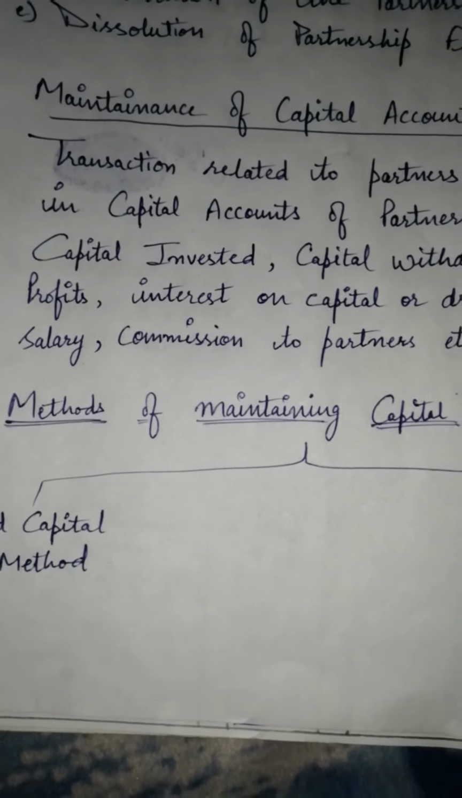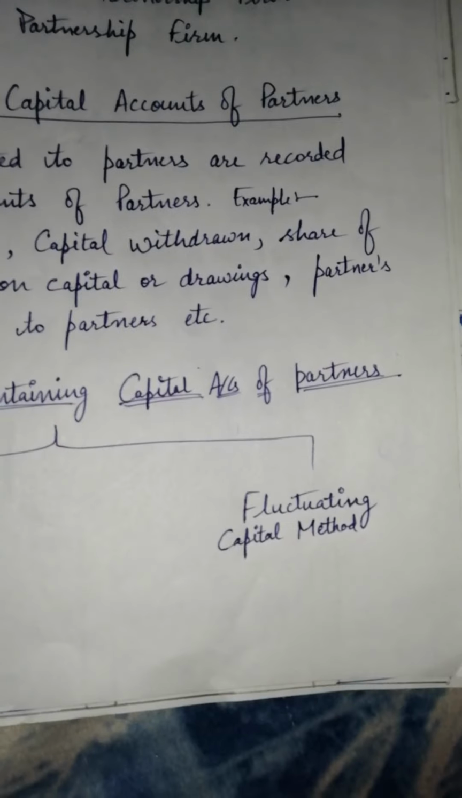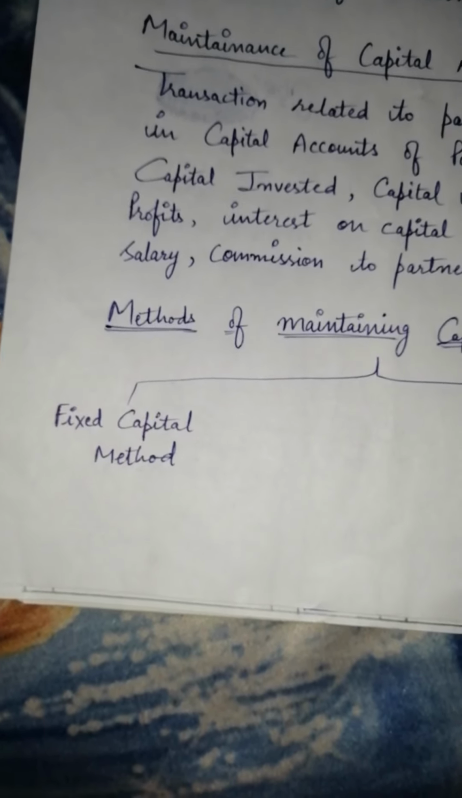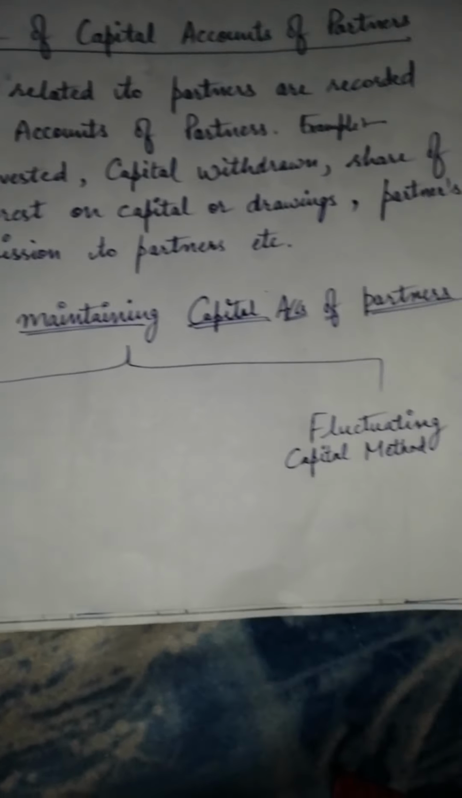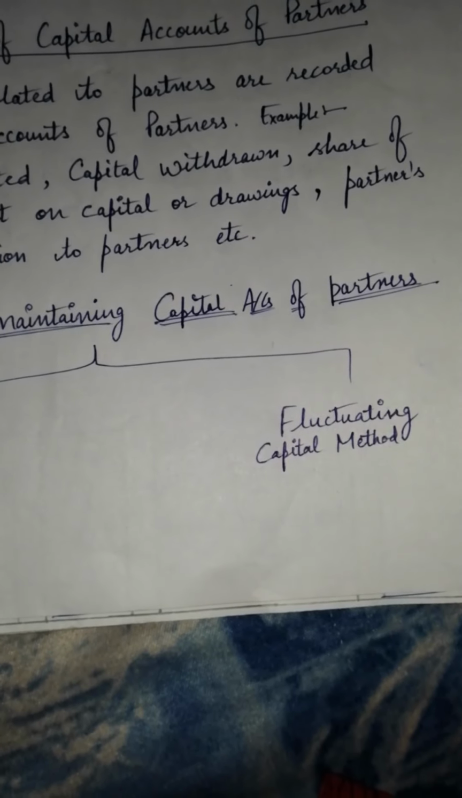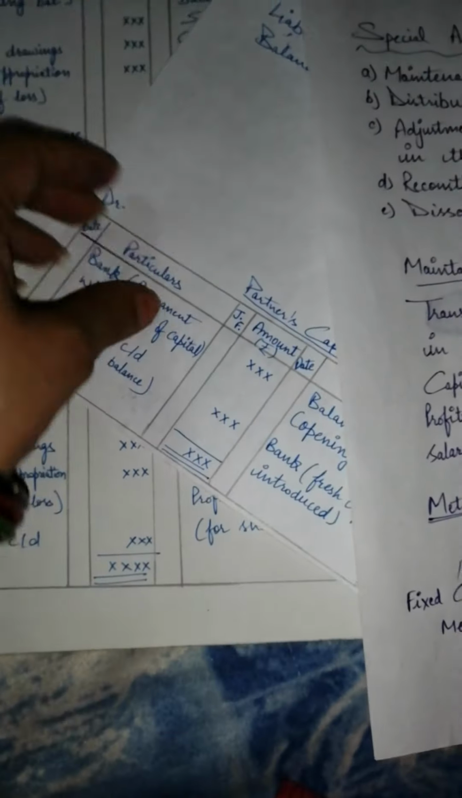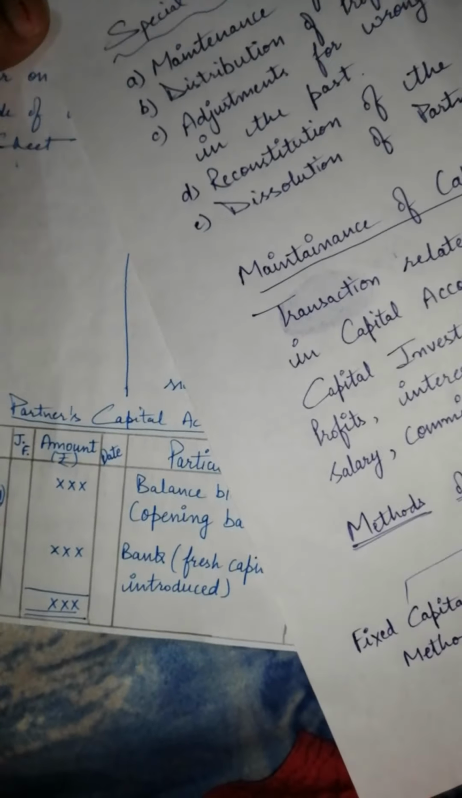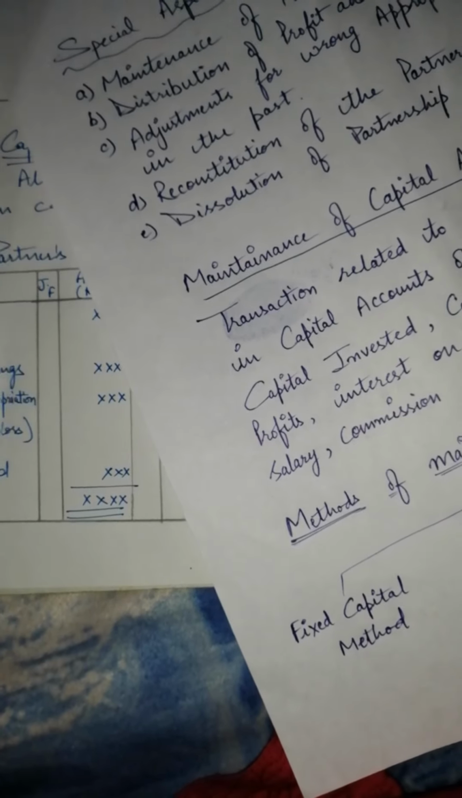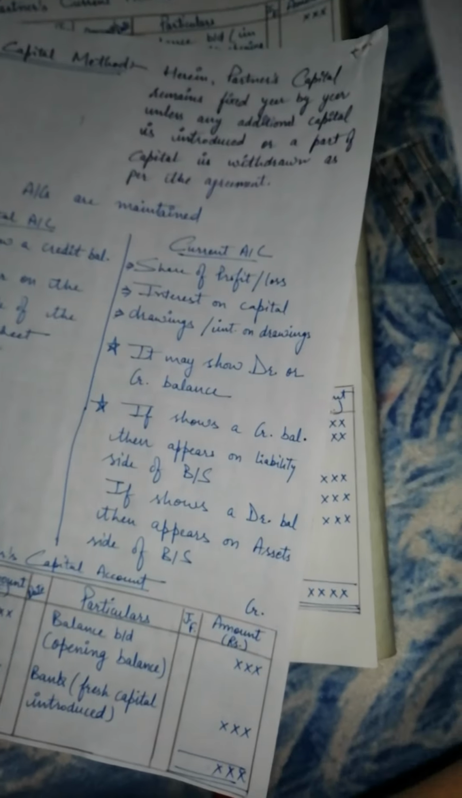There are two methods of maintaining capital accounts of partners. First one is the fixed capital method. Next one is the fluctuating capital method. As the name suggests, in the fixed capital method, our capital remains fixed. There is no change in our capital.